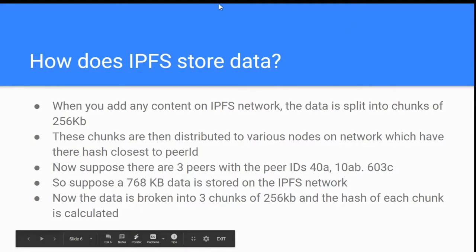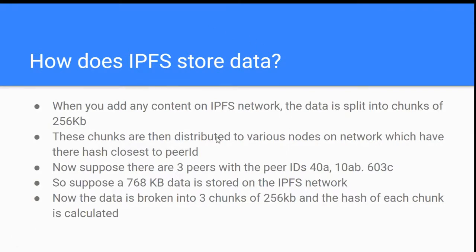So how does IPFS store the 12 bytes of data, right? What basically happens is when you add any content on the IPFS network, the data is split into chunks of 256 kilobytes. And these chunks are then distributed to various nodes on the network. Kind of like how torrents used to work, but not exactly.